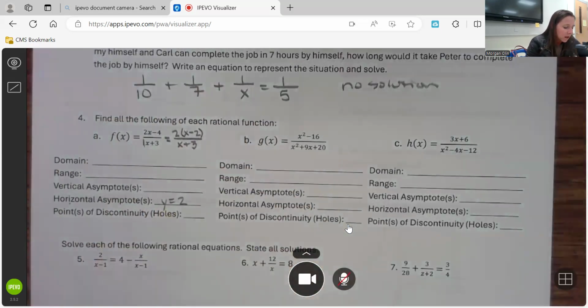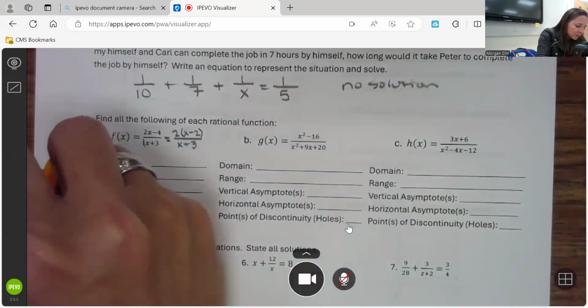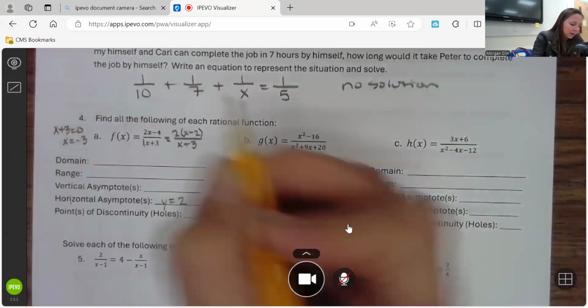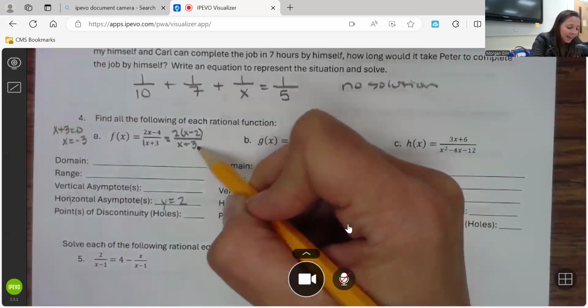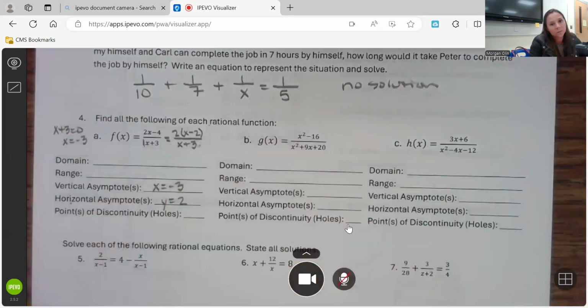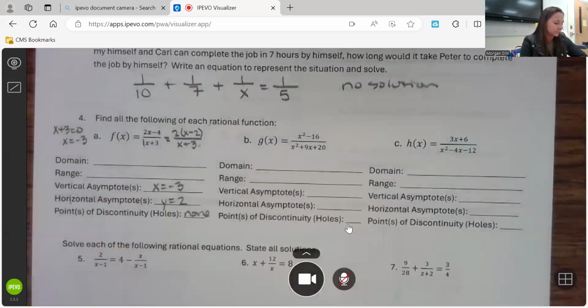All right, vertical asymptotes. Vertical asymptotes and holes, points of discontinuity, come from the denominator. So set the denominator equal to 0. X plus 3 equals 0. When I subtract 3, I get x equals -3. Because this does not cancel, it's just a vertical asymptote at -3. We don't have anything else in the denominator, and a hole is when it cancels. I don't have anything that cancels, so I don't have any holes here.